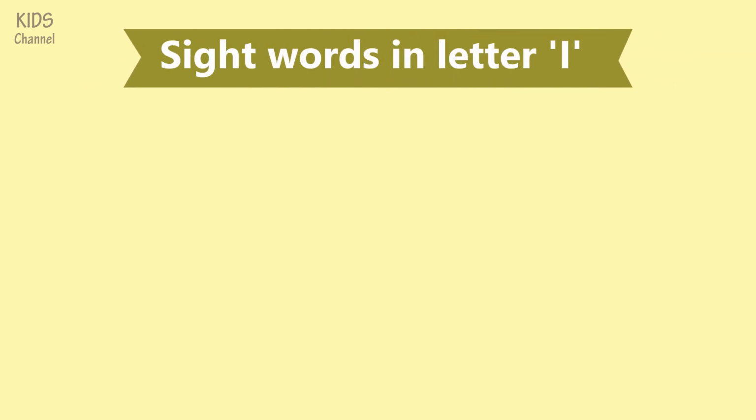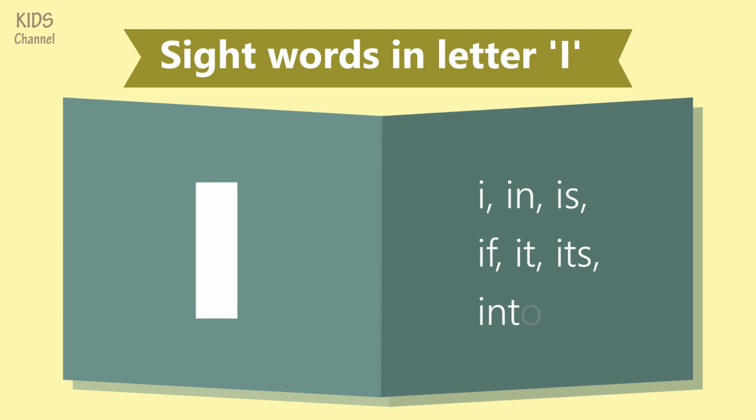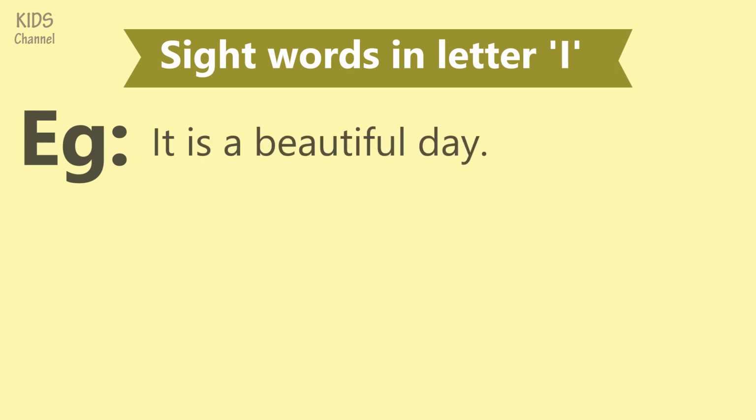Sight words in letter I. I, in, is, if, it, its, into. With few examples, we'll identify the sight words in letter I. Example 1. It is a beautiful day. Here, it and is are the sight words in letter I.